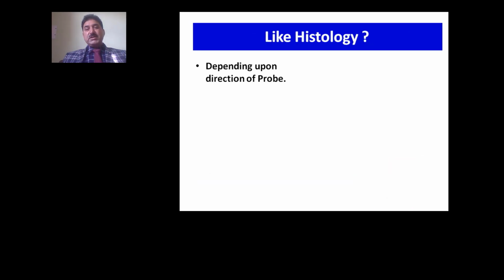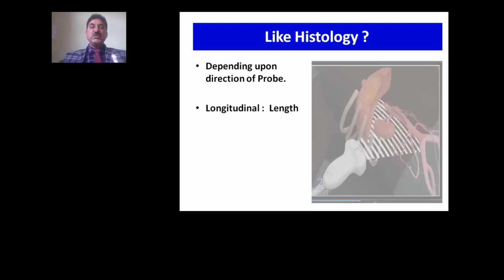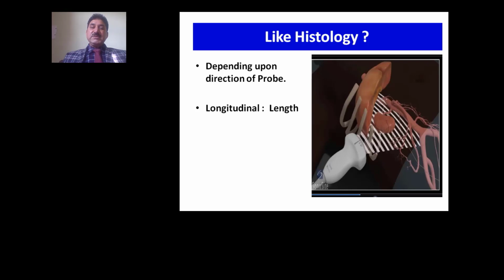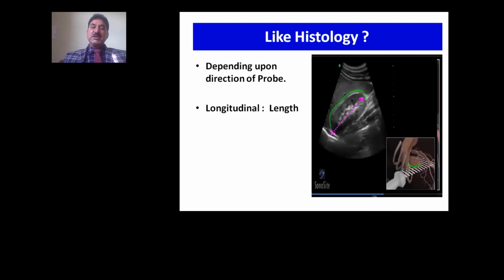We can compare ultrasound with the histology. So depending on the direction of the probe, we can take longitudinal section of a tissue. So in this section, these waves pass through the liver and kidney in a longitudinal direction. Thus we get a longitudinal image of the kidney. Using this image, we can measure the length of kidney. We can also see the division of kidney into cortex and medulla.